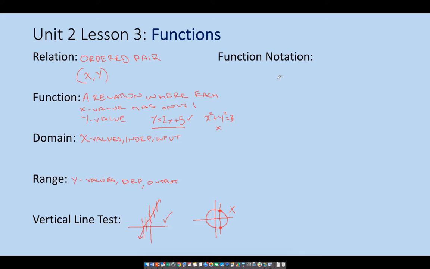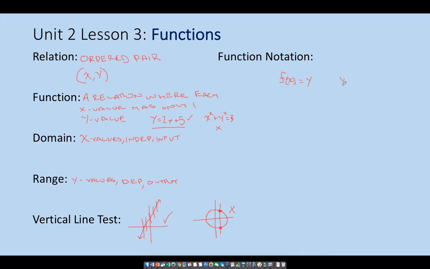The second learning target that we're going to be picking up today is function notation. So just real quickly, the thing that you need to remember about function notation is that this phrase here, f of x, means a function of x. It's not f times x. This is basically replacing or equal to your y.